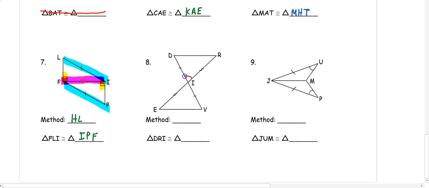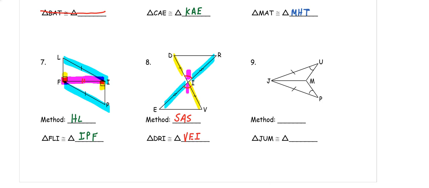In number 8, I have vertical angles. So since I have vertical angles, my angles are between the two sides because I have a set of sides here, a set of sides here, and my angles, and the angle is included. So in this case, our method would be side angle side, and we would say that triangle DRI is congruent to VEI.